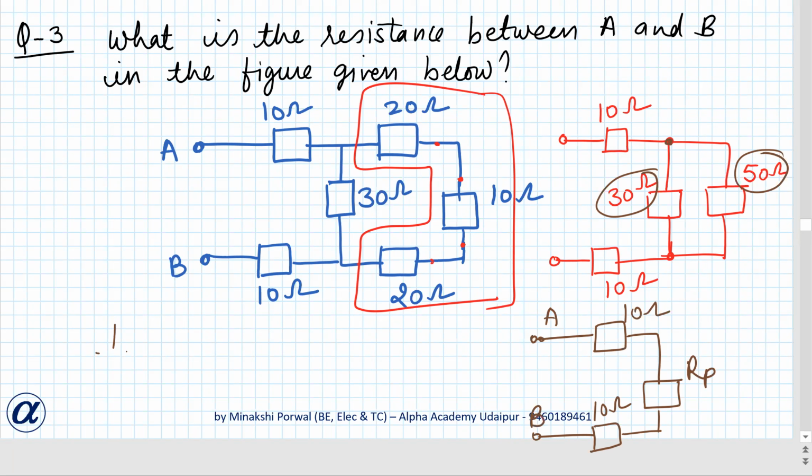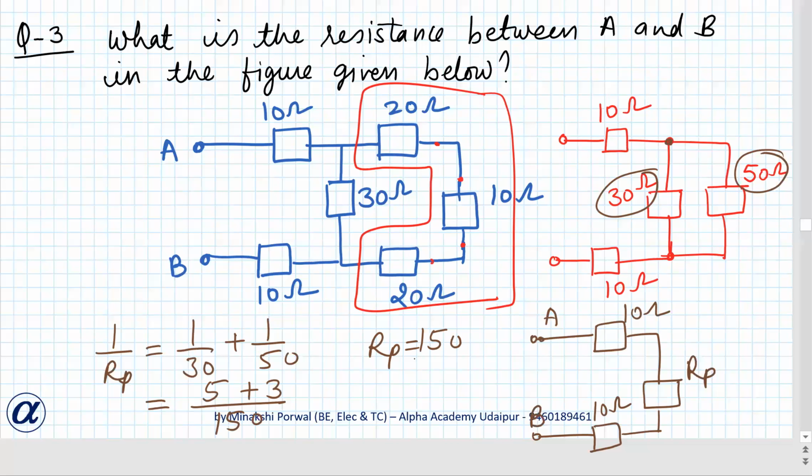So 1 by Rp equals 1 by 30 plus 1 by 50. The LCM of 30 and 50 is 150, so it is 5 plus 3, or Rp equals 150 upon 8. 8 1s are 8, then 70, so 8 8s are 64, 6 60, 7 8s are 56, 40, 18.75. This will be 18.75. Okay, I was only giving a hint and I solved the entire problem.